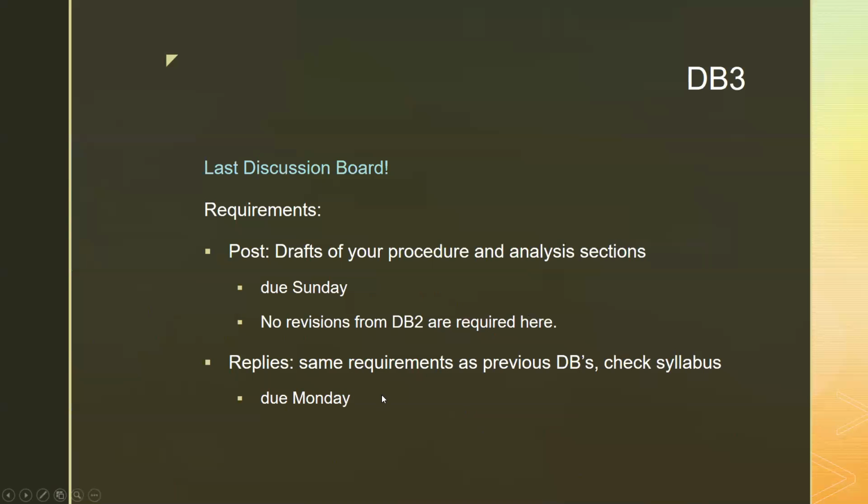And so that's going to be it for this week, our last discussion board. And then next week, we're going to move on to formatting all of these bits and pieces into a paper.